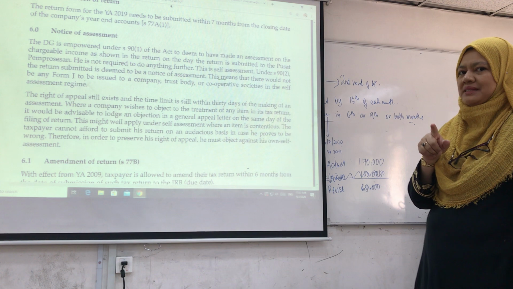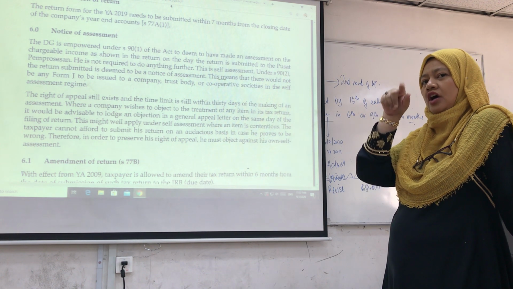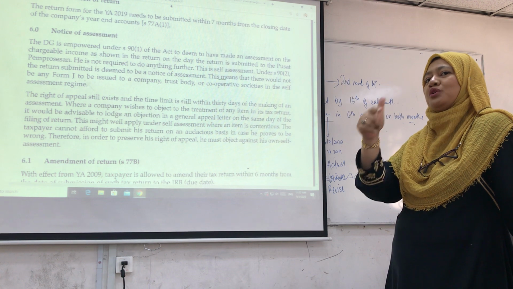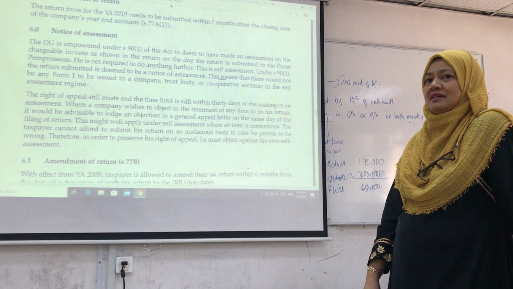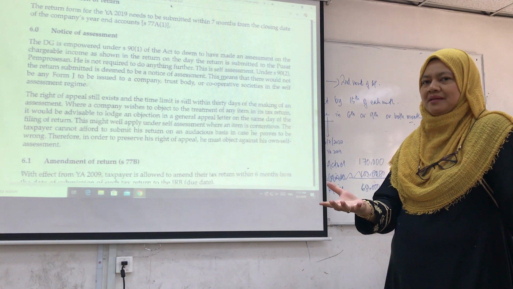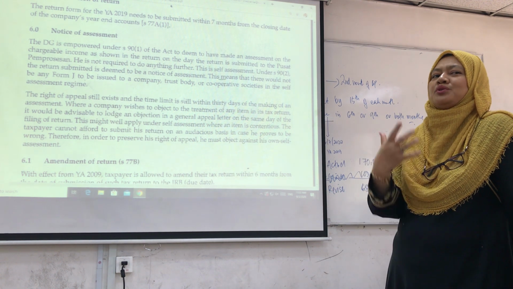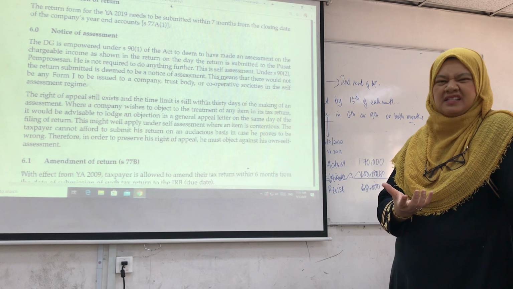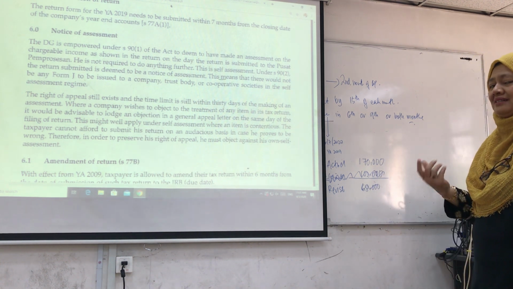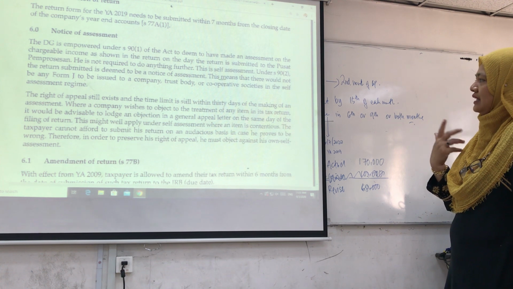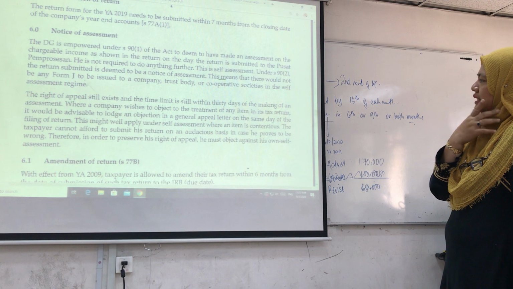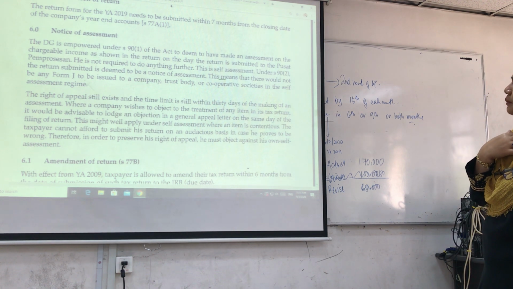Under the self-assessment system, the Form C that you submit, for example on the 31st of July, is deemed to be the notice of assessment. It means that your tax payment is also deemed due on the same day. Previously you were given 30 days, but now because of e-filing, everything is deemed to be on the same day. But you can still appeal for the time limit.